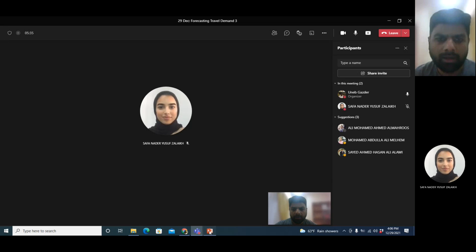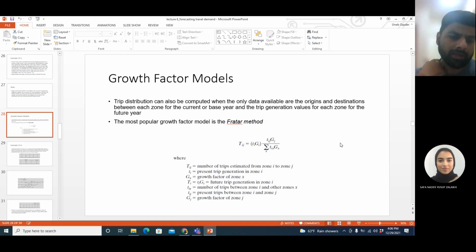Okay, so we have started the topic of travel demand forecasting. It has 4 stages. The first stage was trip generation. We discussed trip generation as well as trip attraction in that. There were some numericals we covered.